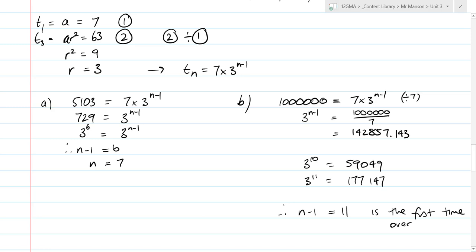And you can verify this really easily. 7 times 3 to the power of 11 should be over 1,000,000. N minus 1, sorry. 7 times 3 to the power of 11 is 12 minus 1. That's over 1,000,000. And 7 times 3 to the power of 10 should be under 1,000,000. My apologies, 400,000. So you can verify your answer quite easily as well. N equals 12. The 12th term is the first time we're over 1,000,000. Any questions on that?